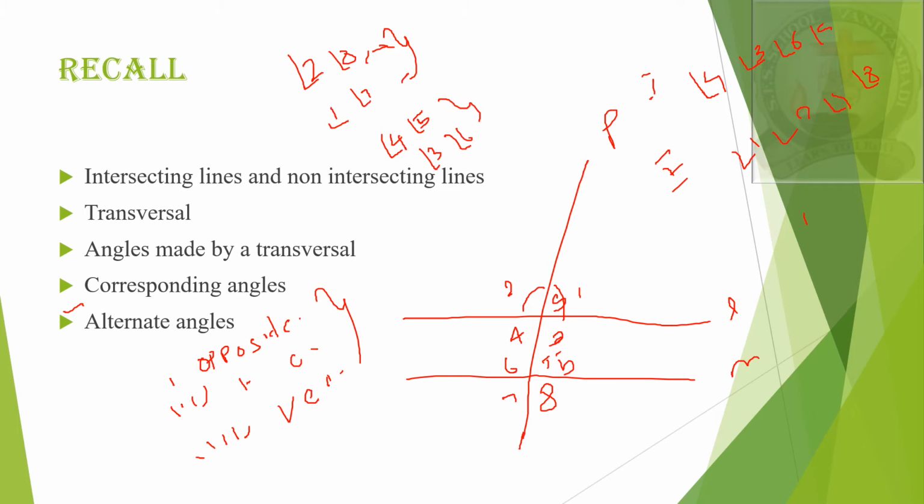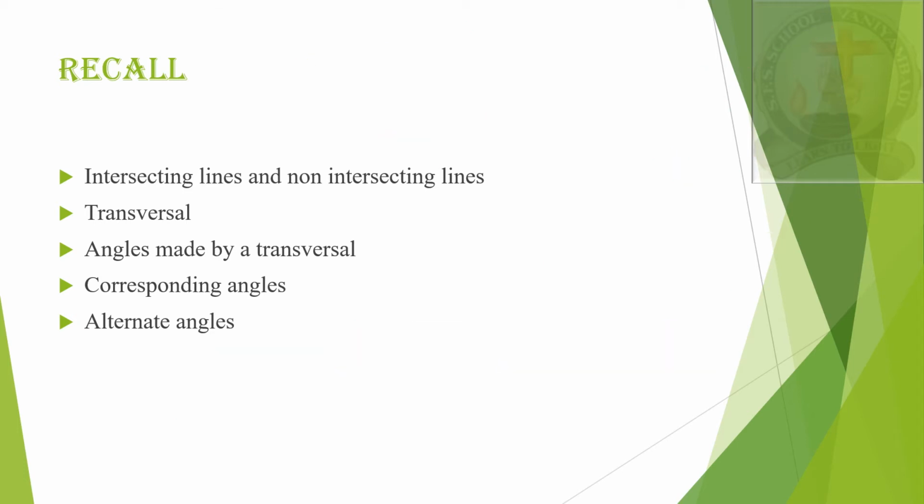It depends on the position. So here, angle 2 and angle 8 are called alternate exterior angles because they lie outside. So today we will solve exercise 2.2.